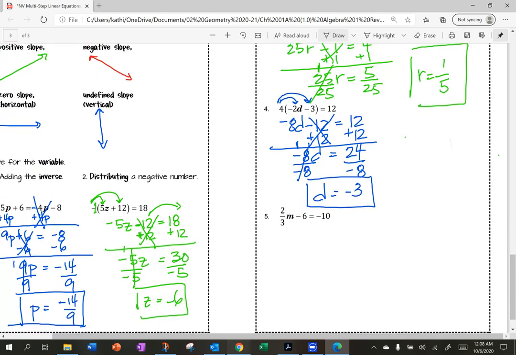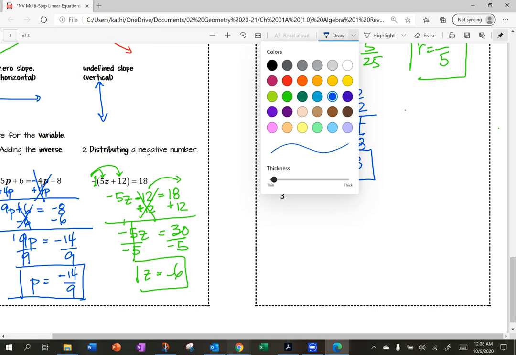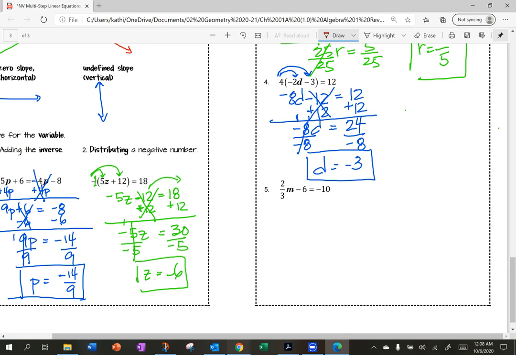Okay, let's try one more with a fraction. Those are everybody's favorites. So I see that I have a 3 in the denominator. So I know I want to multiply all my terms times 3 to clear the fraction. So 3 times 2/3 m minus 3 times 6 equals 3 times negative 10.